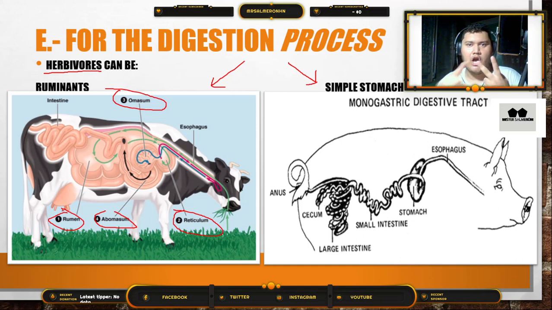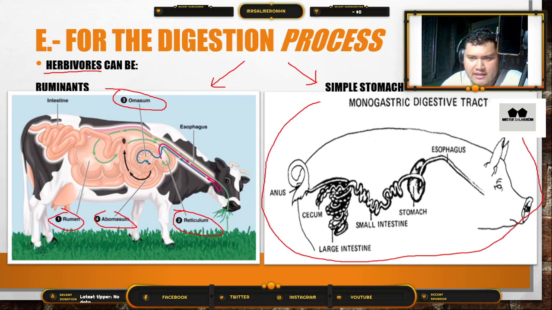The horse, the donkey, the goat, the cow, all those animals that eat like that are ruminants. And now we have the simple stomach animals, or the simple stomach herbivores, that are those that have a simple monogastric digestive tract. We say it in easy words: the animals that have only one stomach. Easy, okay? The pig is an example that has only one stomach and one simple digestive system.